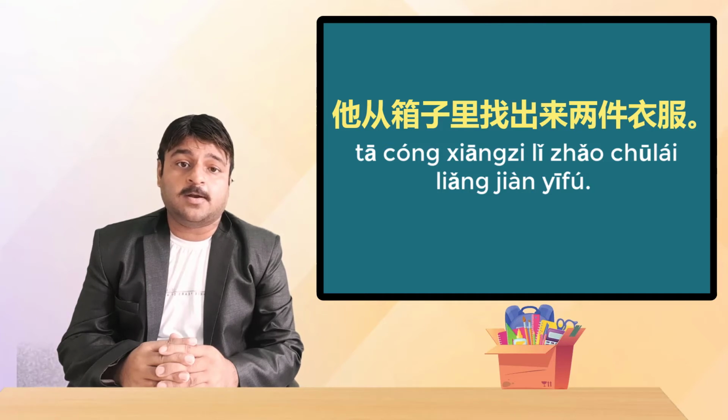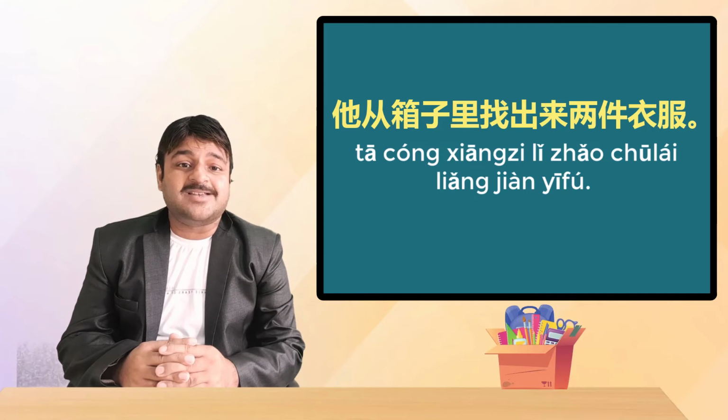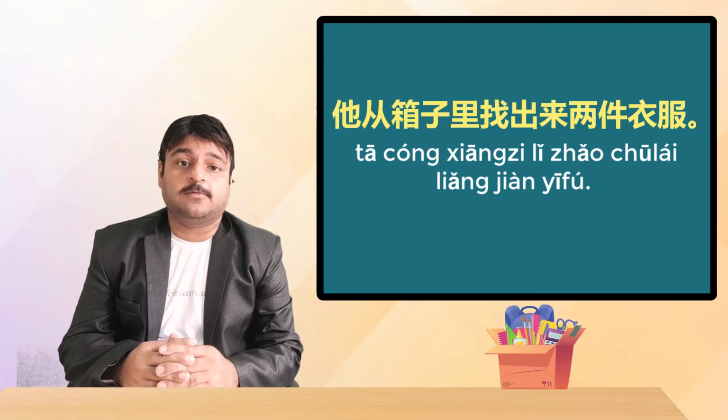गया और ढूंढ कर कपड़े लाया. वो गया और कपड़े लेकर आया, दो कपड़े लेकर आया. वो गया और ढूंढ कर दो कपड़े लेकर आया. This is a compound directional complement. He went, he found out and brought back two clothes. 找出来两件衣服, found and brought back two clothes.